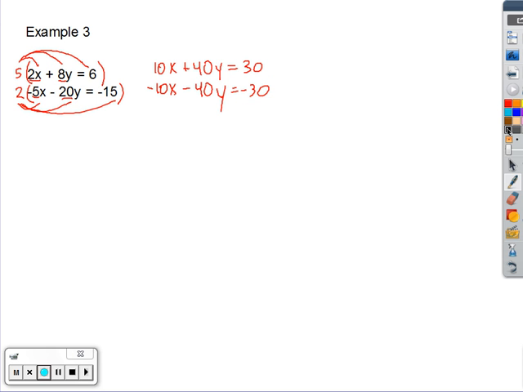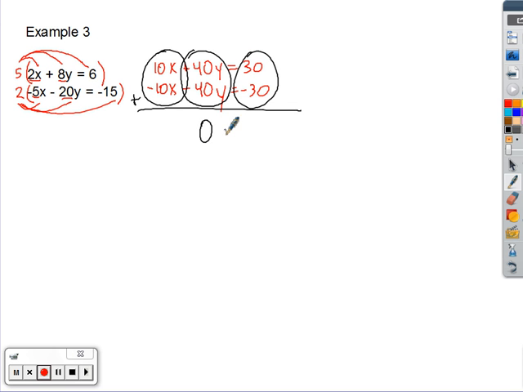So here's what makes this situation unique, because when I look at this, 10 and negative 10 make a giant 0. 40 and negative 40 make a giant 0. 30 and negative 30 make a giant 0. So it doesn't mean I have nothing left. What I have is 0 equaling 0.